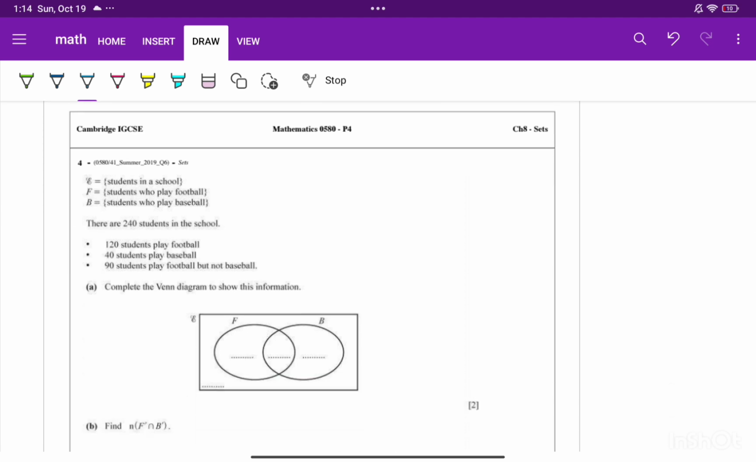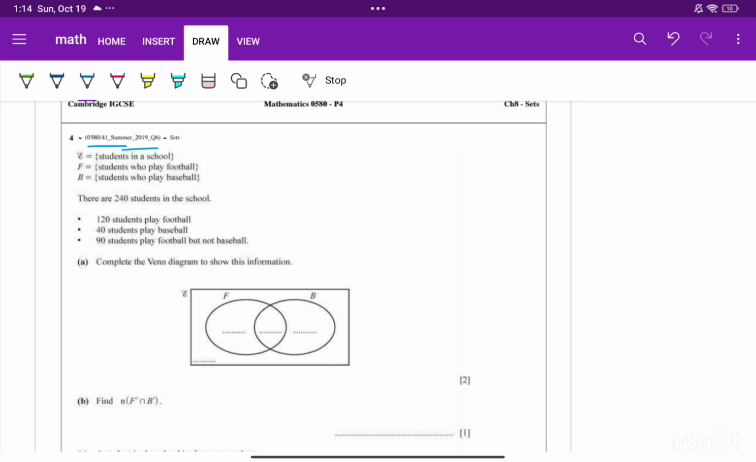This question has been taken from June 4 2019, question 6. The universal set is the students in the school. Set F contains students who play football, and set B students who play baseball. There are 240 students in the school. 120 play football, 40 play baseball, 90 play football but not baseball. Complete the Venn diagram to show this information.